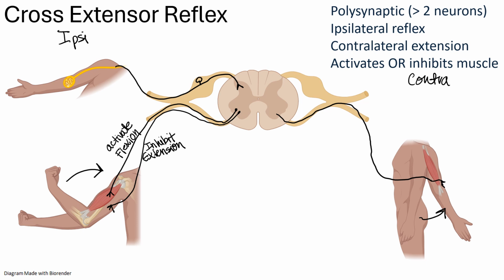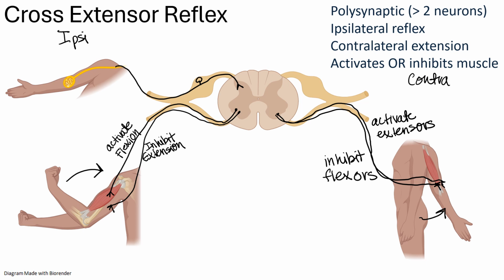Okay, well, there is a neuron coming from the spinal cord that's activating the extensors, the triceps brachii, and there's another neuron that is coming from the spinal cord that is inhibiting this biceps brachii. So we're going to activate extensors, and we're going to inhibit flexors.